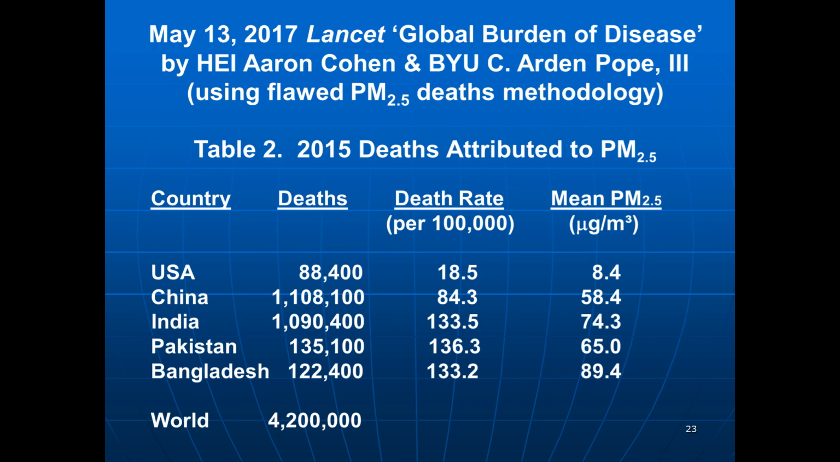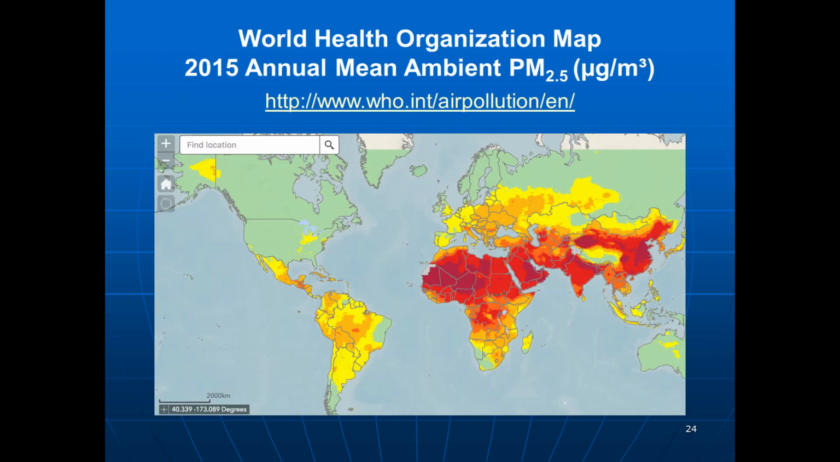I'd like to conclude with a couple of worldwide points. There was a paper published in Lancet called Global Burden of Disease by HEI author Cohen and Pope were 2 of the main authors. Even using their flawed methodology, they come up with only 88,000 deaths in the United States out of 4.2 million worldwide. So that's 2%. And so even they concede that most of the problem is in China, India, and Africa, which is reinforced by this satellite map.